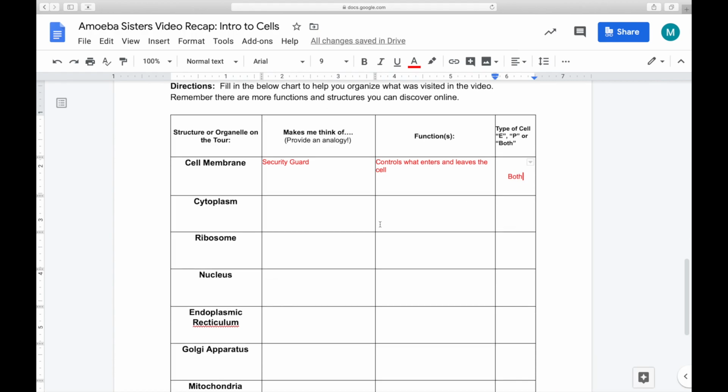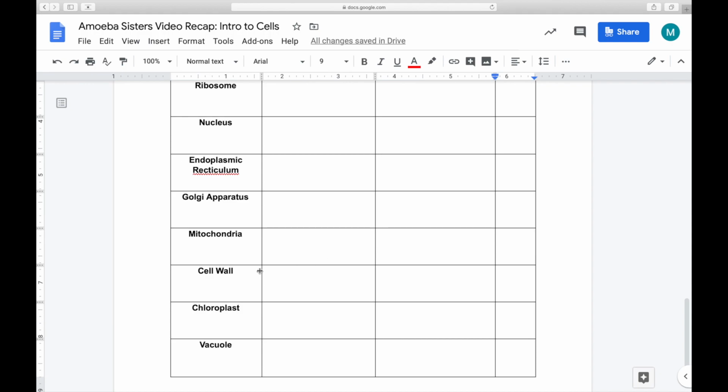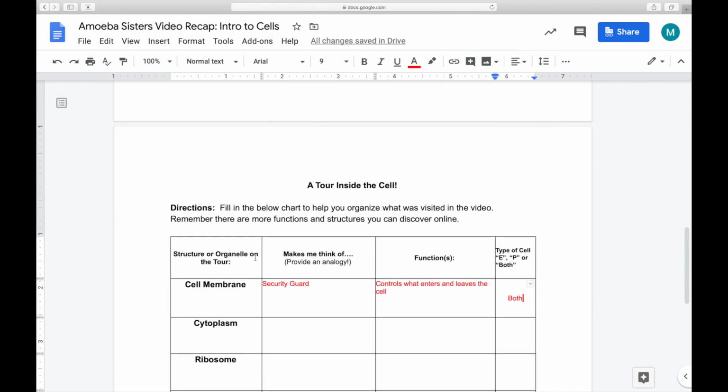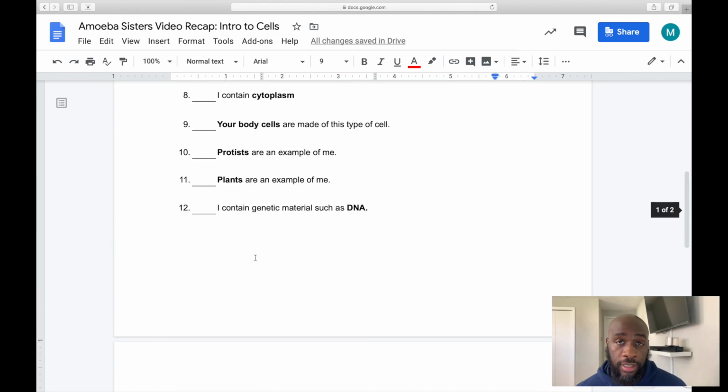Now you're going to do that for the rest of these organelles. Once you get that finished, save it and submit it in Canvas. Again, if you have any questions, email me, send me a message, however you want to do it. But if you have any questions, contact me.